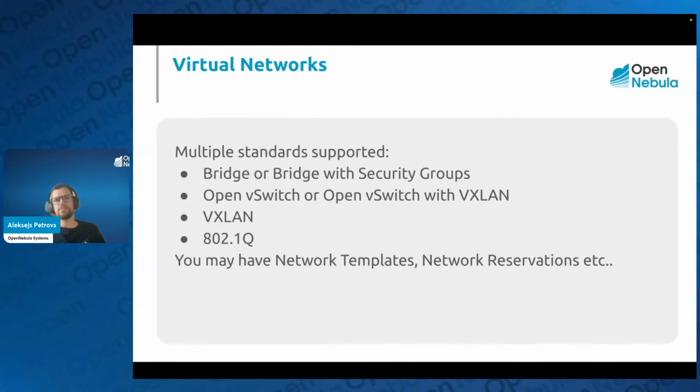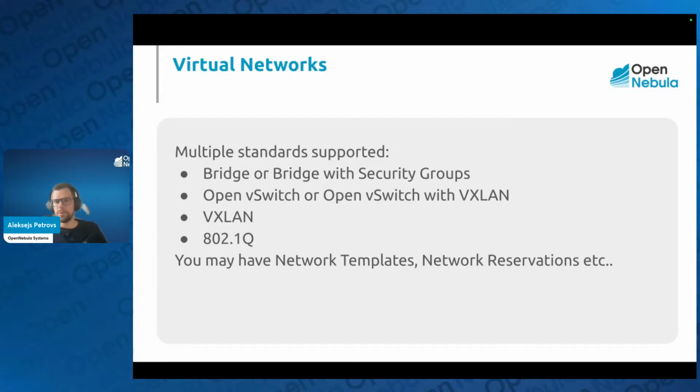And OpenNebula supports plenty of different standards that are used in the data centers. So you can have your virtual network in the bridge mode or bridge with security groups. You can use Open vSwitch or Open vSwitch with VXLAN support. You can simply go with VXLAN, or you can just use the standard VLAN or 802.1Q standard, and OpenNebula has network templates, network reservations, and other useful things. For example, when it comes to network templates, you can create a template of how the network should look, with all the configuration, and then let users deploy those virtual networks themselves.